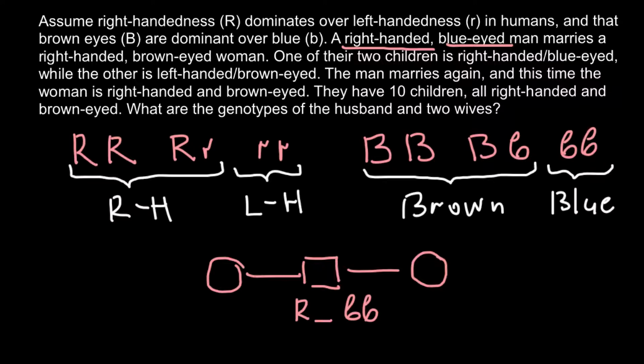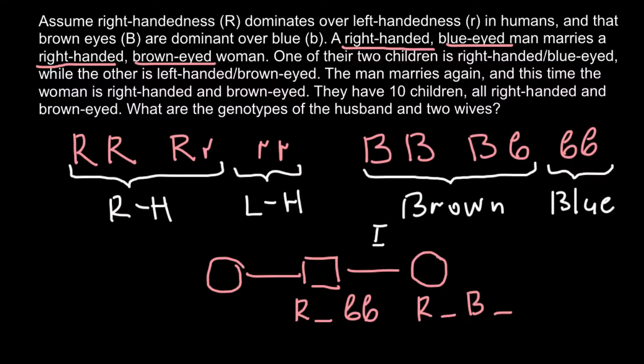In the first marriage, he married a right-handed and brown-eyed woman. Since she is right-handed, her genotype can be capital R and a blank space, because the second letter can be small r or capital R. Both genotypes mean right-handedness. Her genotype for the second trait would be capital B and a blank space, because it can be small b or capital B. Both of these genotypes make the same brown-eyes phenotype.